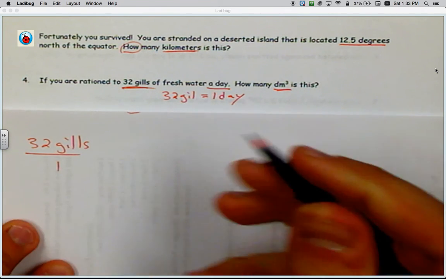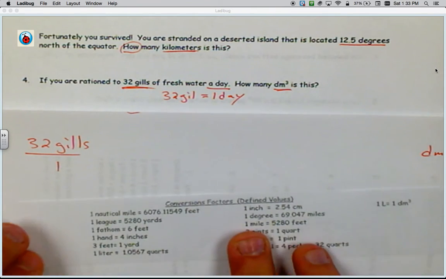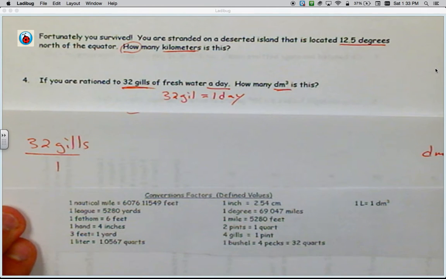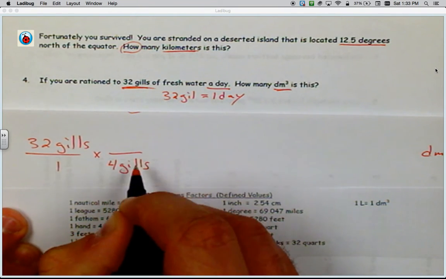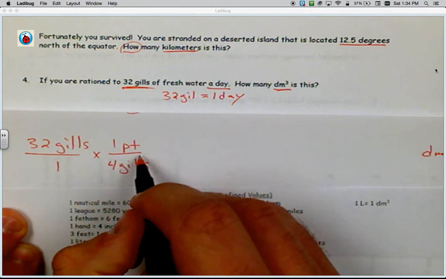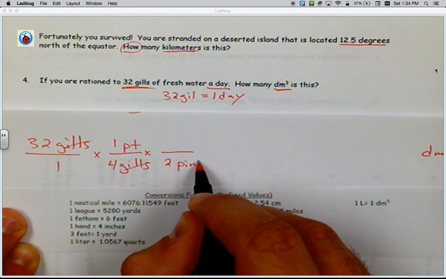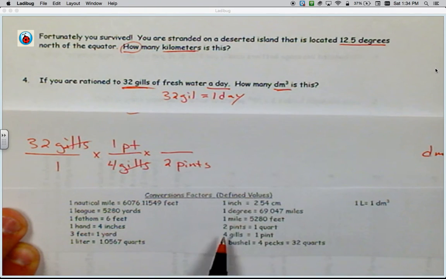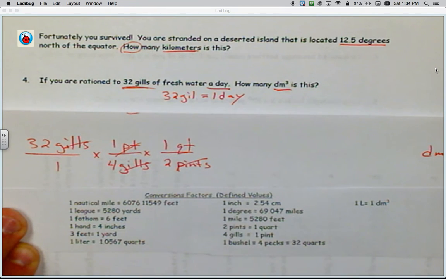Putting it over 1. Trying to get to decimeters cubed, back to our handy little conversion factors. Gills, 4 gills equal to 1 pint. And looks like our gills cancel out. We know that there are 2 pints from our table. We've got 2 pints is 1 quart. Pints cancel. We're into quarts.